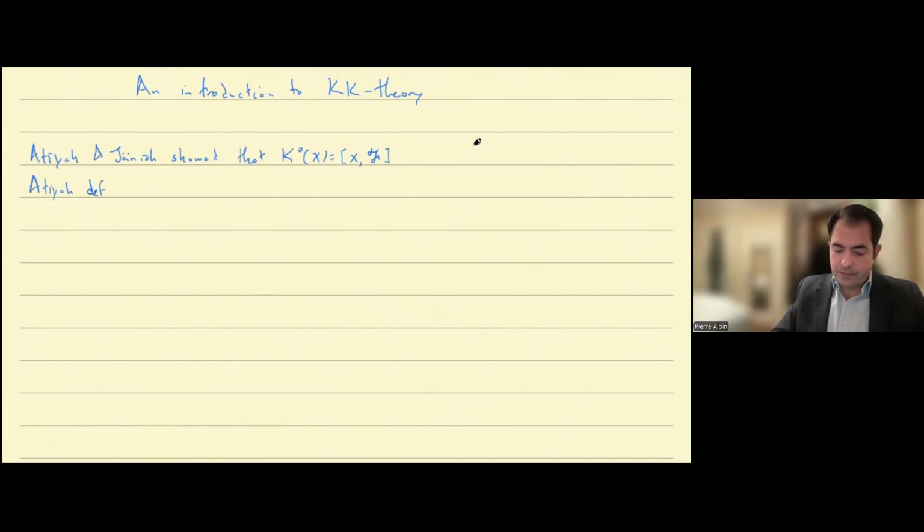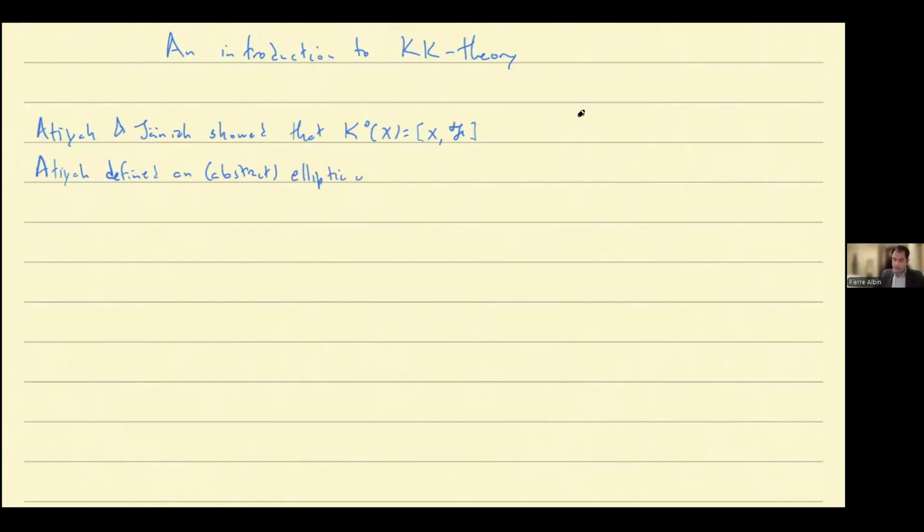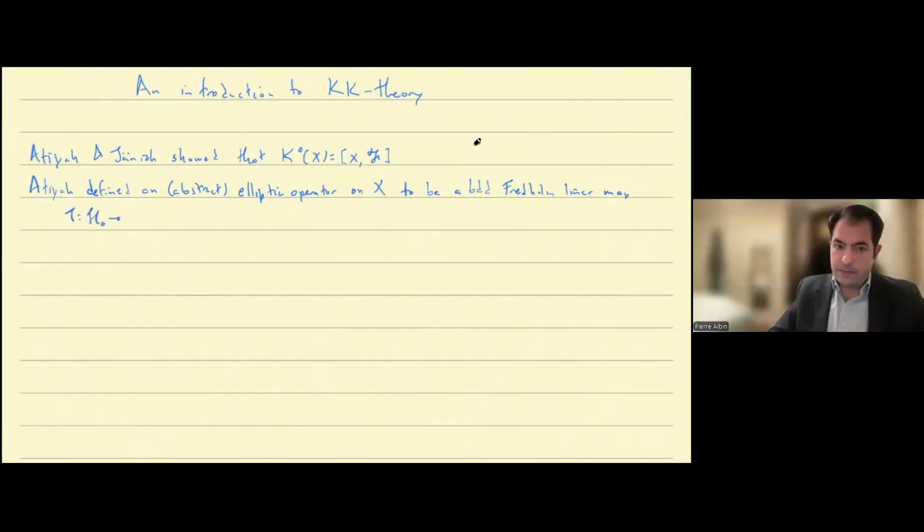Atiyah defined an abstract elliptic operator on a topological space X to be a bounded Fredholm linear operator between Hilbert spaces with an action of the continuous functions on X, such that if you look at the commutator of T with multiplication by a function f, you get a compact operator.